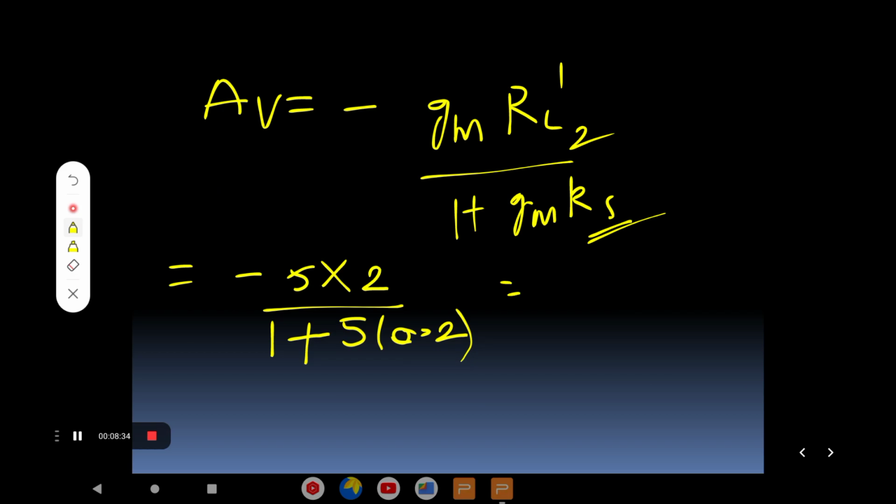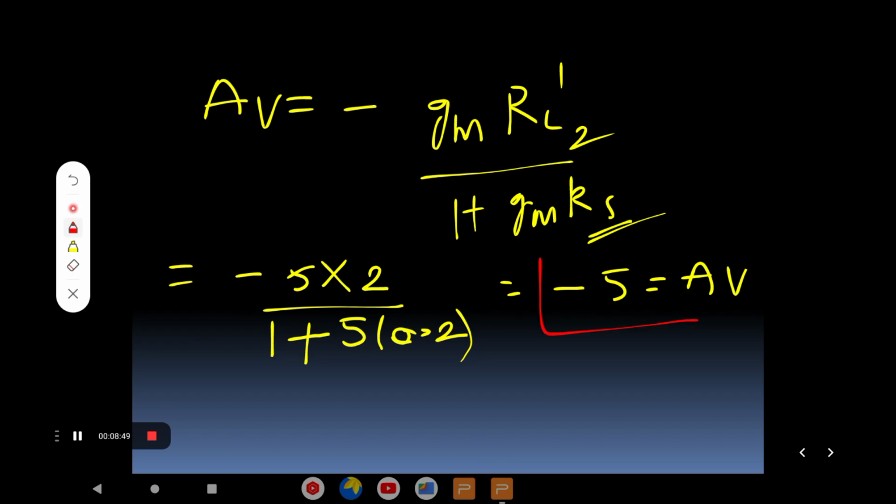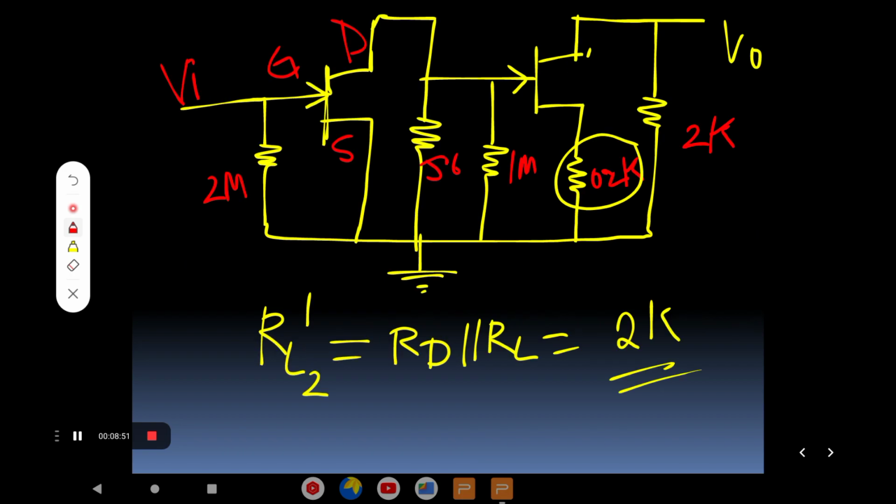Therefore you will get the value as minus 10 divided by 2, which is equal to minus 5. So the voltage gain AV is minus 5. At the same time, the input resistance and the output resistance RL' are also to be calculated. These two are already calculated. So what is the next one?